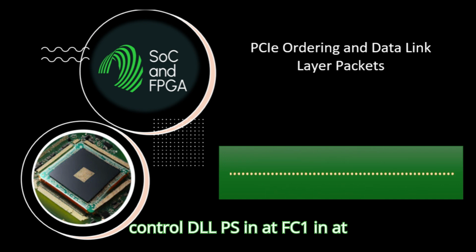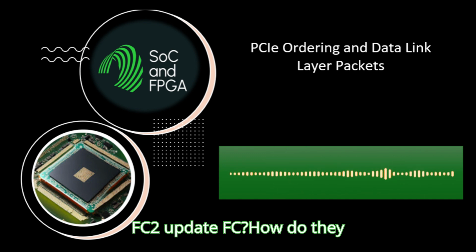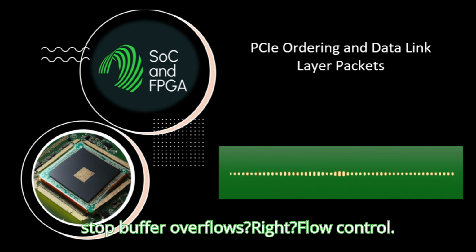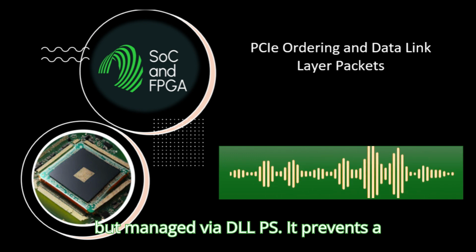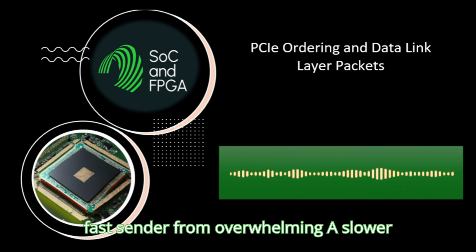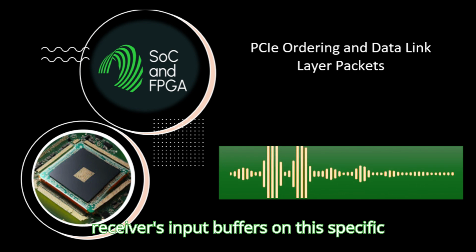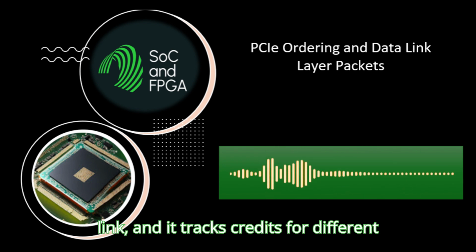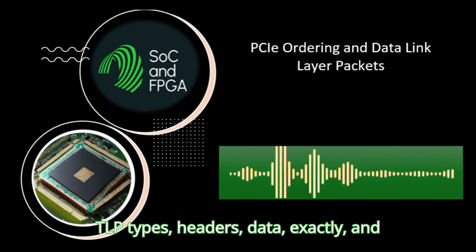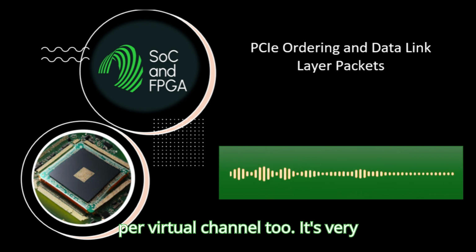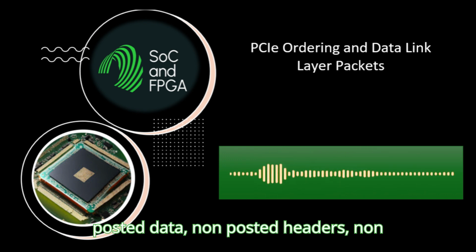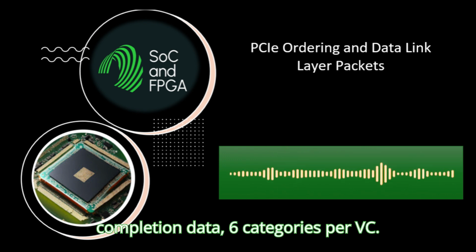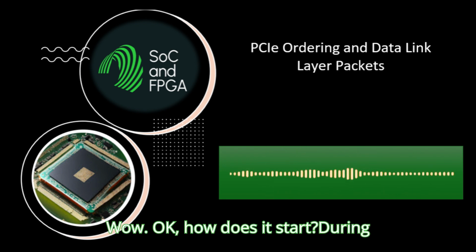Now, what about flow control DLLPs? InitFC1, InitFC2, UpdateFC. How do they stop buffer overflows? Right, flow control. This is that credit system we mentioned, but managed via DLLPs. It prevents a fast sender from overwhelming a slower receiver's input buffers on this specific link. And it tracks credits for different TLP types, headers, data? Exactly, and per virtual channel, too. It's very granular. Credits for posted headers, posted data, non-posted headers, non-posted data, completion headers, completion data. Six categories per VC. Wow, okay.